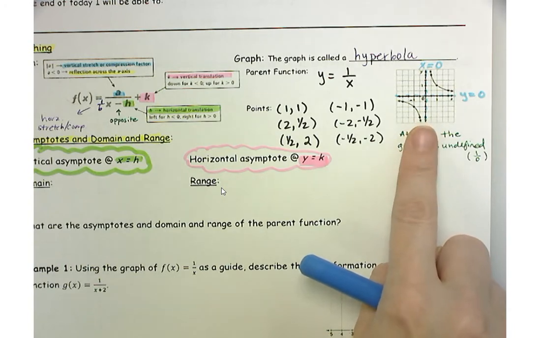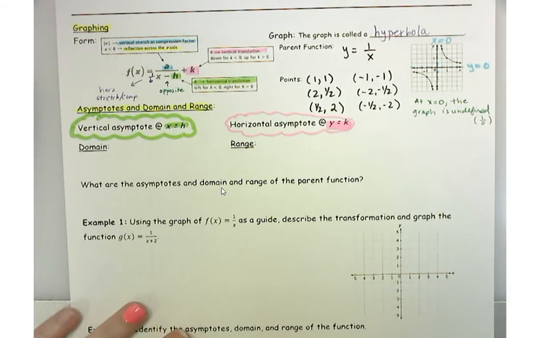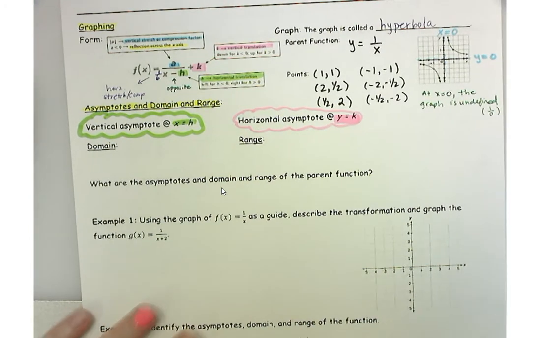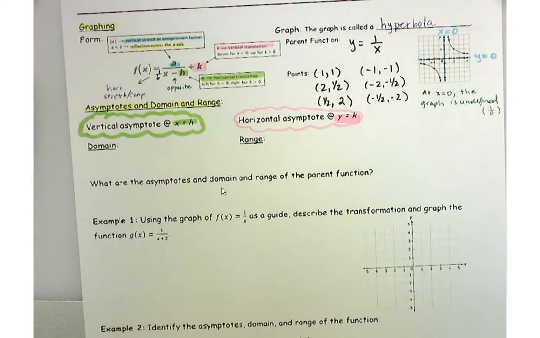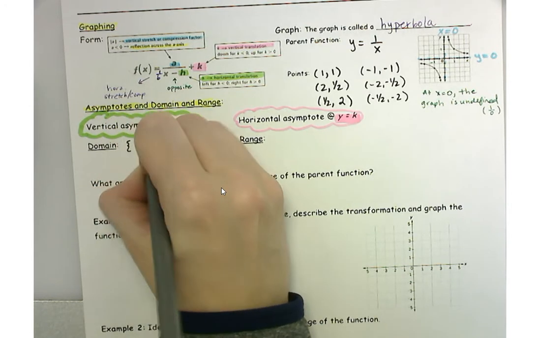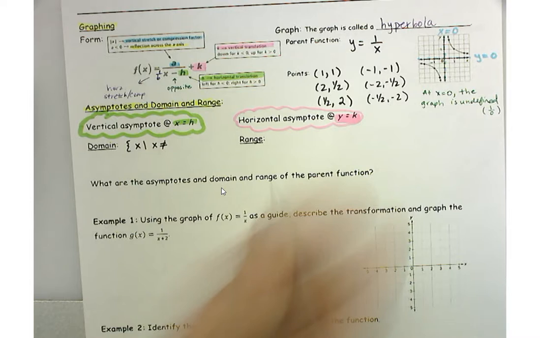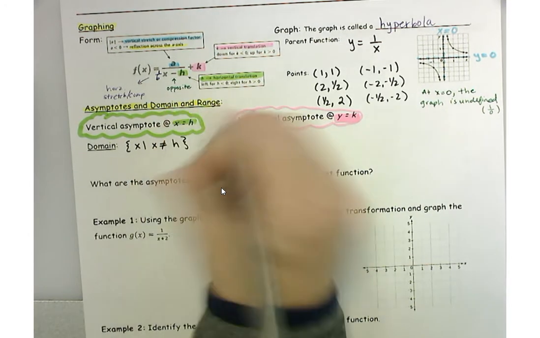Your domain is going to be written in set builder notation. So the rule for your domain is it's going to be all values of x such that x cannot equal your h value, which remember, we just said that is our vertical asymptote.